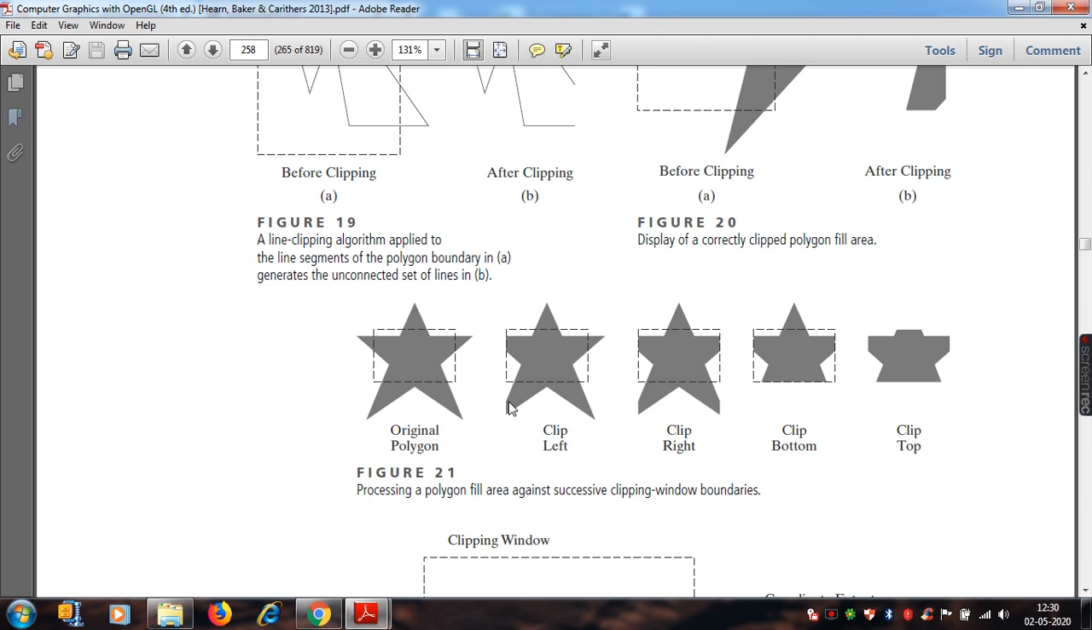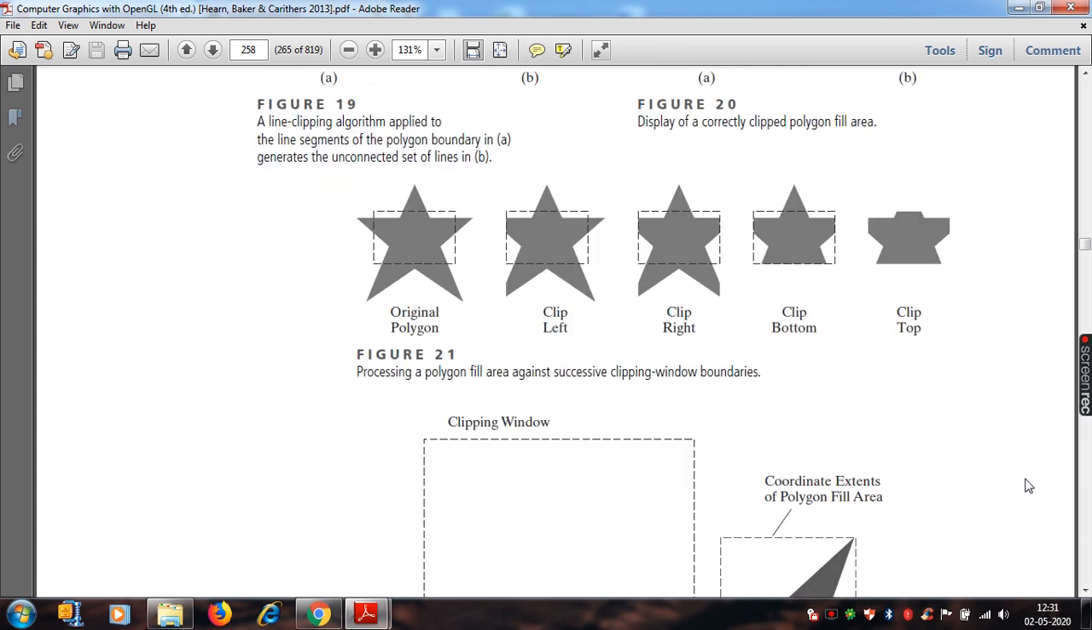So what I mean to say is, every time it goes through the series of clippers, left, right, bottom and top, a new set of vertices may be generated. In the original, how many vertices are there? 1, 2, 3, 4, 5, 6, 7, 8, 9, 10. Here, 1, 2, 3, 4, 5, 6, 7, 8, 9, 10, 11, 12. Totally 12 vertices are there. So this is what we have to keep in mind: clipping a polygon is not as simple as clipping a line segment, and line clipping algorithms cannot be applied for polygon clipping.